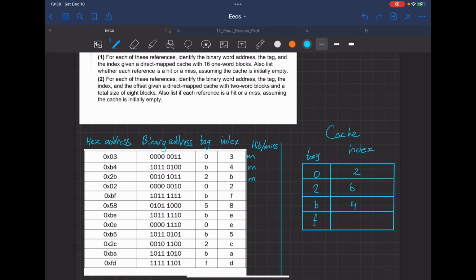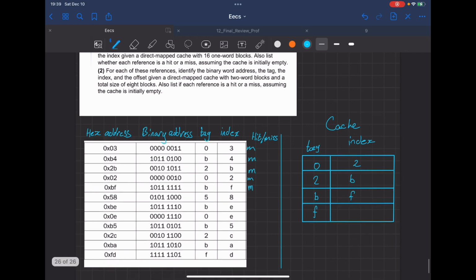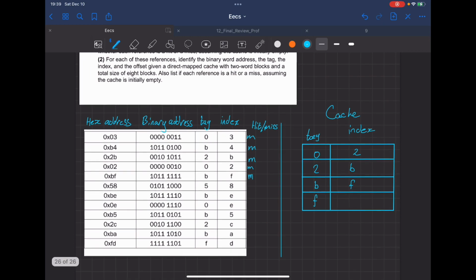Okay, next we have B again. We have something there, but it doesn't match the previous tag, so we're going to erase it. We're going to put F there, and again it's a miss. Oh no, I guess I have to add an extra. I didn't notice the 5. That's okay, we just write 5 here and then F here.